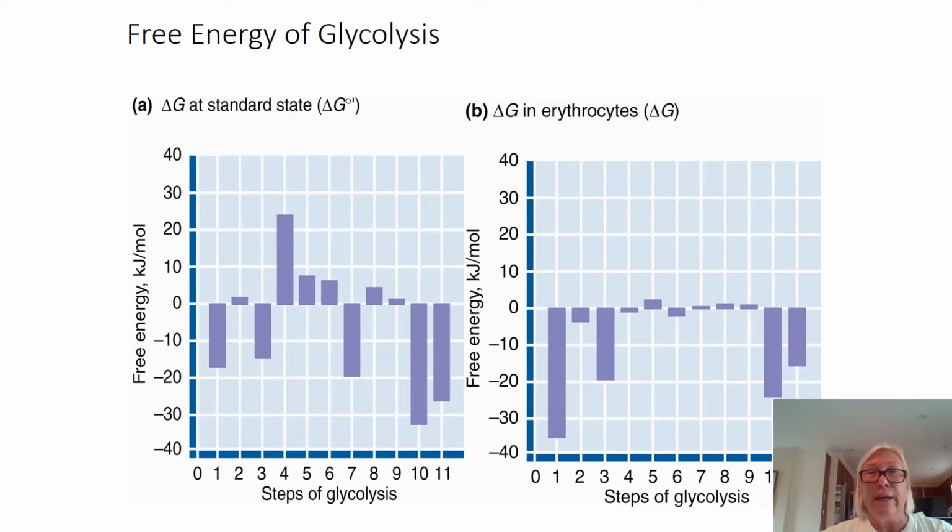Now we can look at this in a little different form, graphically, or table bars. Again, here's the standard free energy. So this would not be cellular. This is the standard free energy in actual erythrocytes. And again, you see at steps 1, 3, and 10, we have large delta G's, which again are points of regulation.